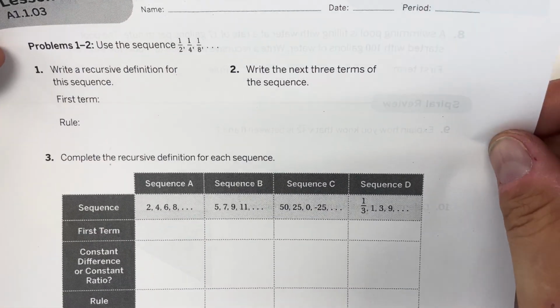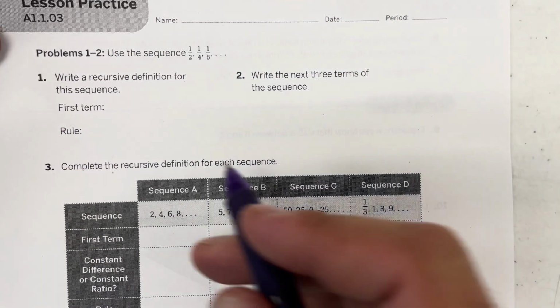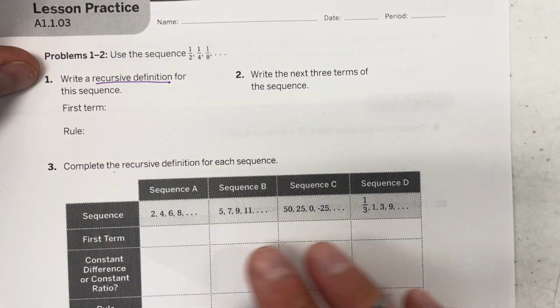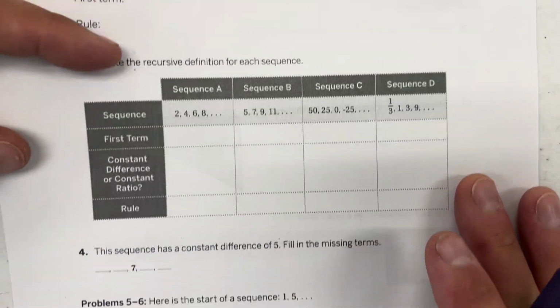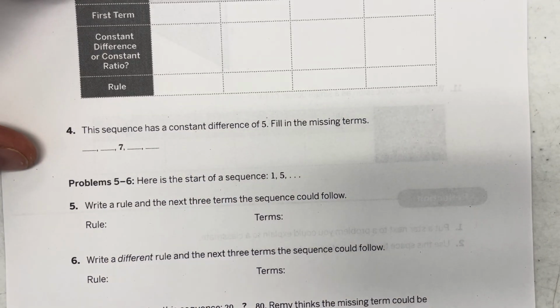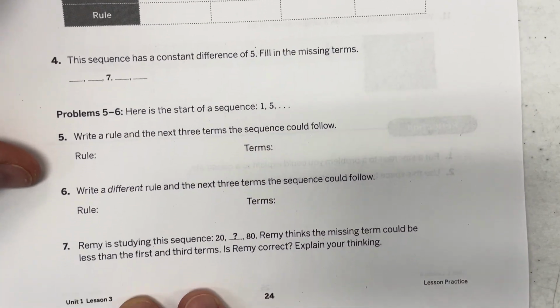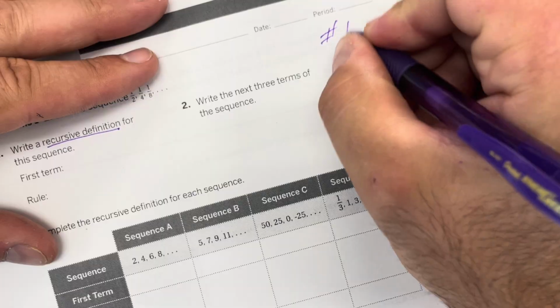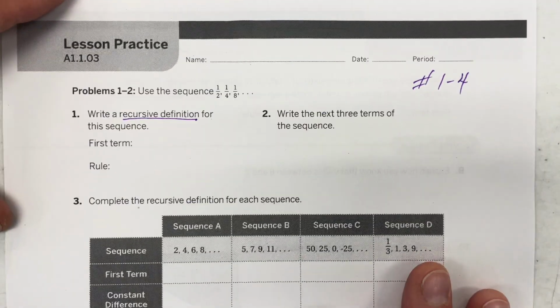Let's see, for this one, we are looking at this idea of a recursive definition. That's a new vocab word here. And also as we skip on down here, yep, we got constant difference. There's our vocab here. And so writing the rules and everything. Now, I asked you to do just numbers 1 through 4. Let's hop into this and see if we should do a little more than that.